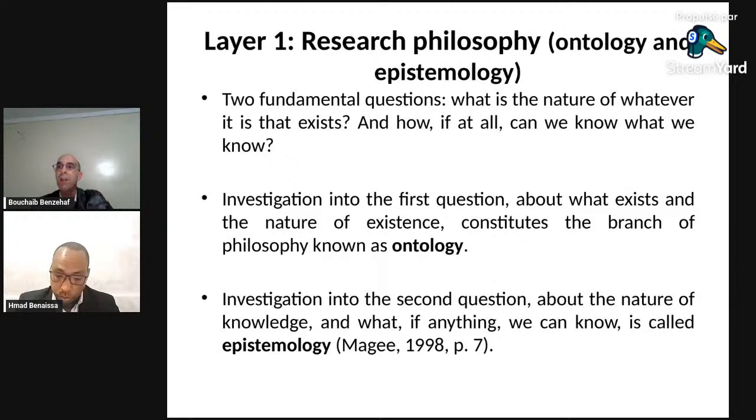So the research onion addresses the concepts of ontology and epistemology within the outermost layer because they are central to shaping the researcher's approach and subsequent decisions in research design. So, underlying every research that we do is our own assumptions about ontology and epistemology. We will get to more detail about this.